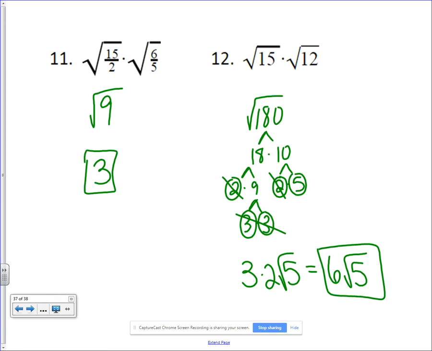Okay, folks, so that is your second day on dividing. Remember that you cannot have a radical in the bottom of a fraction. You have to rationalize that.